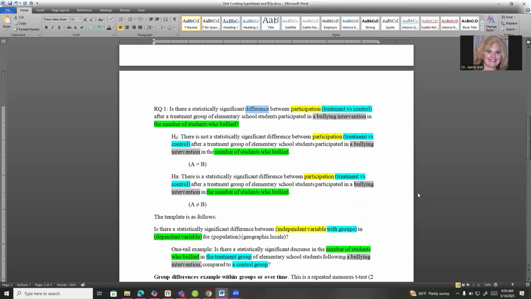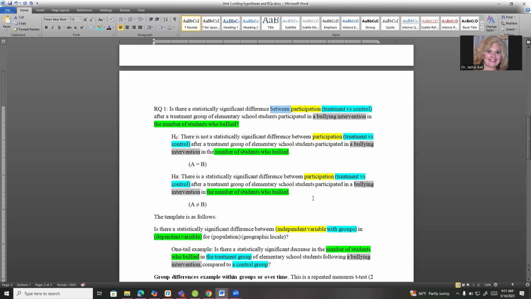Okay. Is there a statistically significant difference? Because I'm testing for differences between groups. There's within groups tests. So between two groups in participation, and my two groups are treatment versus control. After a treatment group of elementary school students participated in a bullying intervention. So there's the intervention in the number of students who bullied, my dependent variable. And the null is there is not a statistically significant difference. And the alternative is there is a statistically significant difference. And I wrote this out, A equals B. That's the null. The groups are equal. The alternative is the groups are not equal.